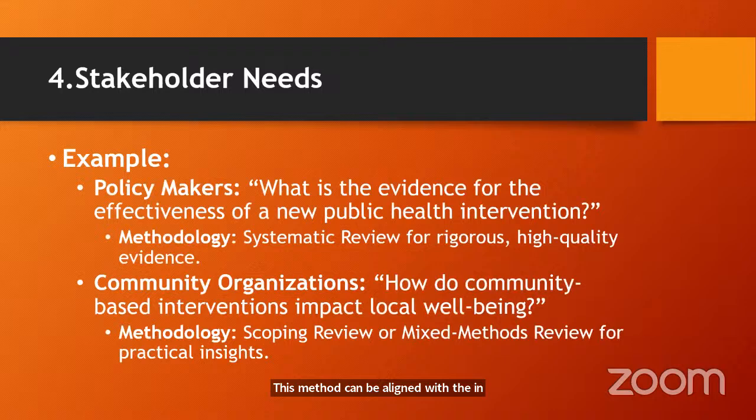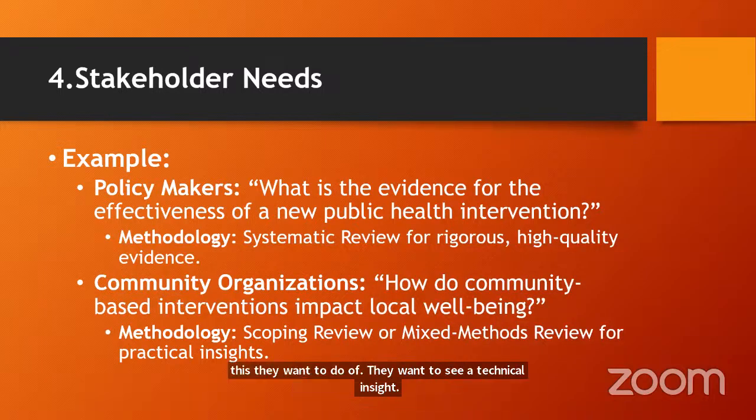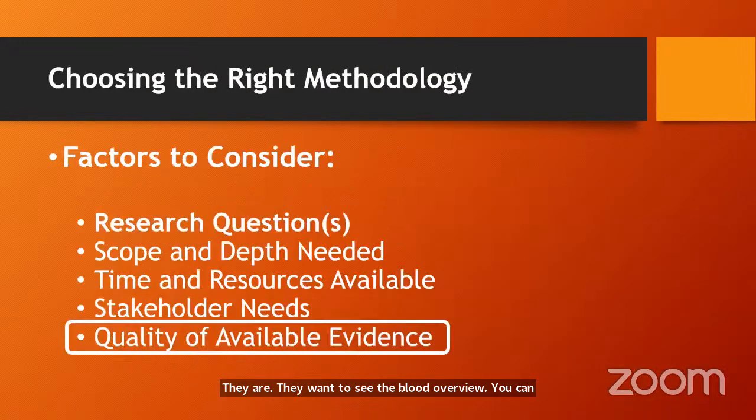Suppose the policymaker wants to see the evidence of the effectiveness of a new public health intervention, then you can use a systematic review. Suppose they just want to see a practical insight or a broad overview, you can conduct a scoping review or a mixed method review.